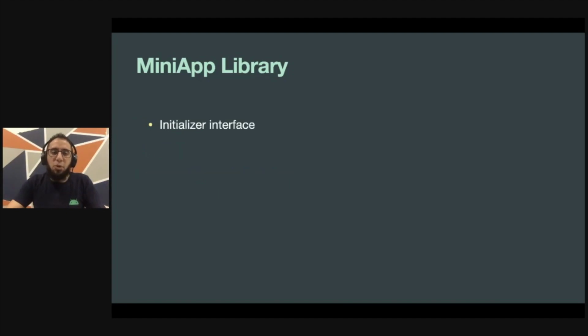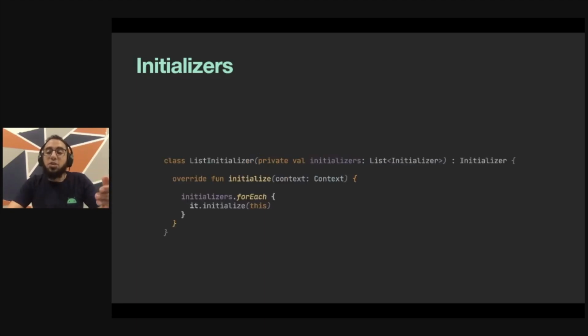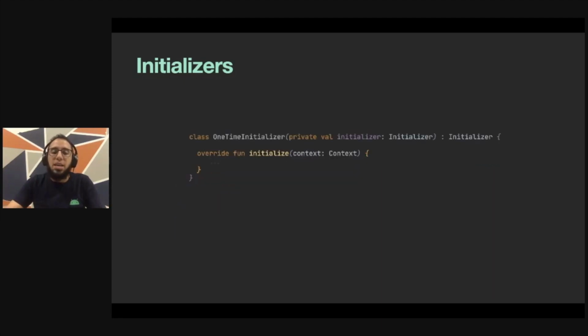And inside this library, we can add our initializer interface, which can just be a simple interface with a single method called initialize with a context. And the nice thing about this interface is, despite it being super simple, because it's just an initialize method, we can actually do more complicated things with it. So for example, I can create a list initializer, which just takes a list of them, and for each one just calls initialize on it. And similarly, I can create a one-time initializer that makes sure that if it's called multiple times, it only initializes once. I can do an async initializer, and so on and so forth.